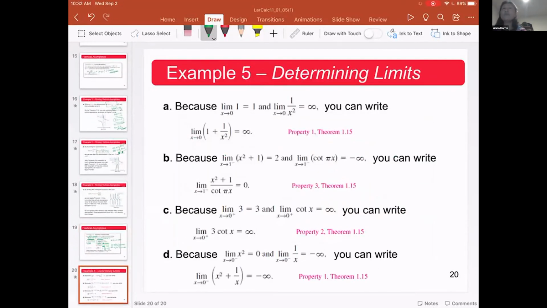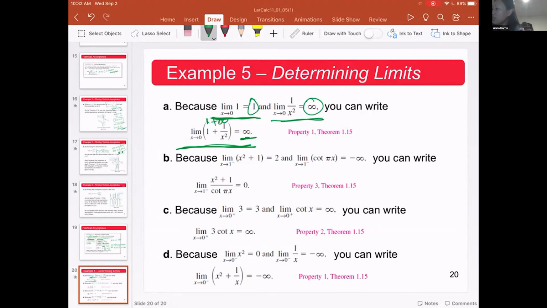So let's look at the examples. First one, I have two functions. This limit is 1, and this limit is infinity. So one limit is a number and the other is infinity. If I add them together, I get infinity, because 1 plus infinity gives me infinity.